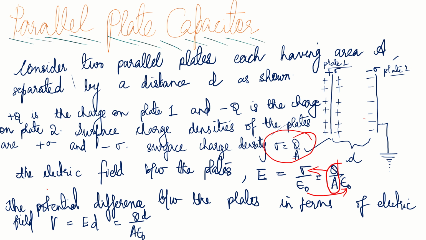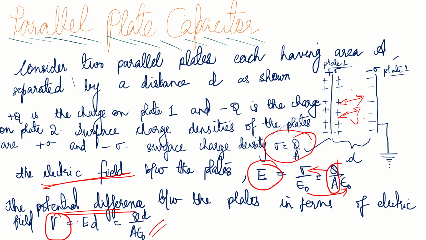After finding the electric field, we go on to find the potential difference. The potential difference between the plates is V equal to the electric field into distance. The electric field is Q by A epsilon naught, so V is Q by A epsilon naught into D, that is, QD by A epsilon naught. This is the potential difference between the plates.